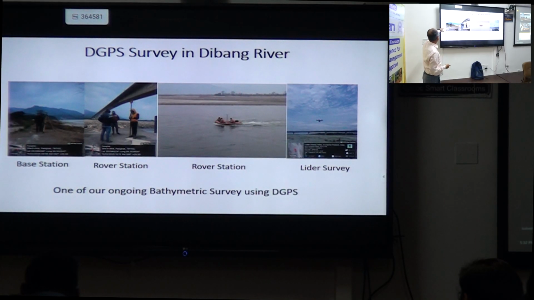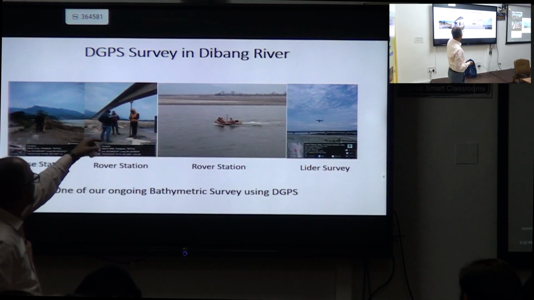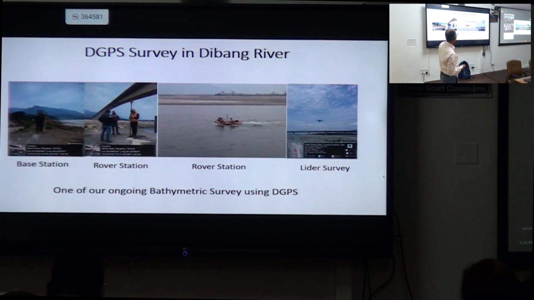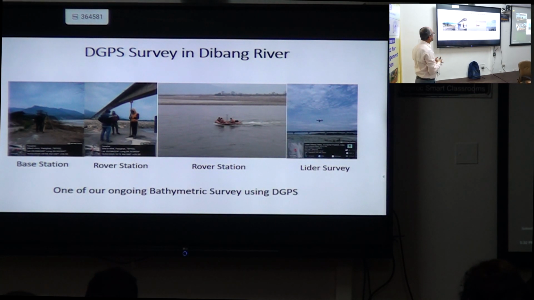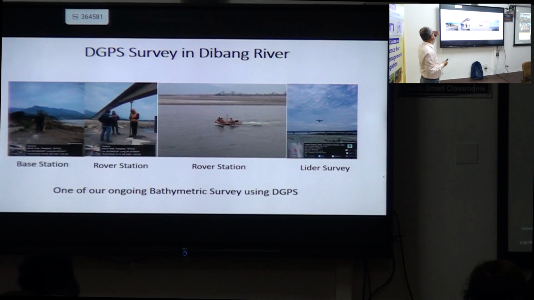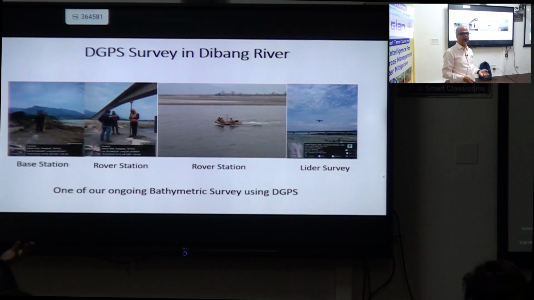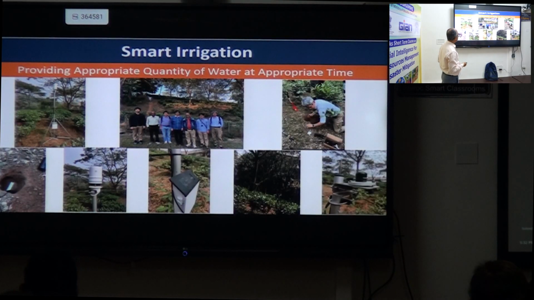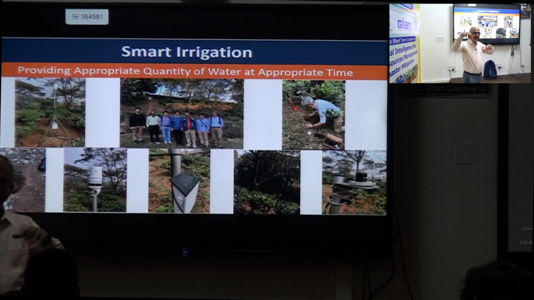The base station is being fixed there, of course, and then the rover is moving. In the river we are moving the boat, and of course we are using a drone also for the survey. So it's combining all these things. This is one of our ongoing projects where, without DGPS, it was not possible to do the study that quickly. So now we cannot think about any survey or any water resources project without the use of GPS and DGPS.